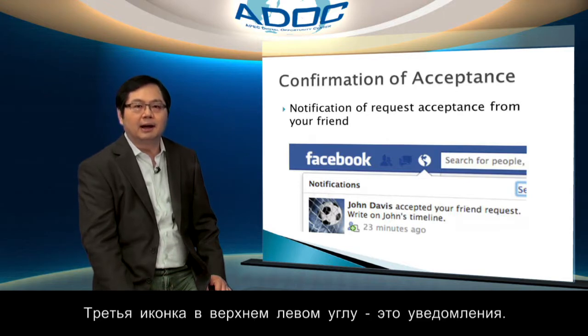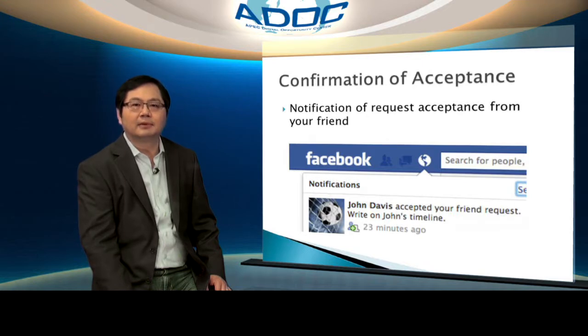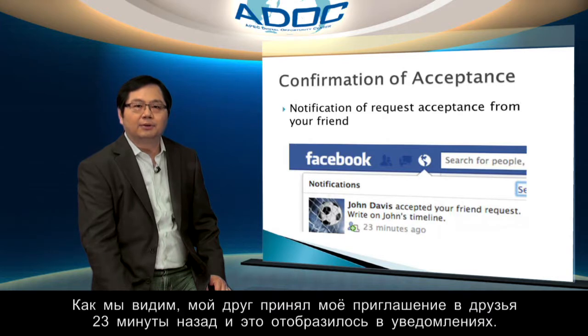The third icon on the right of the Facebook logo is for notifications. As you can see, my friend just accepted my friend request 23 minutes ago when I checked on it.